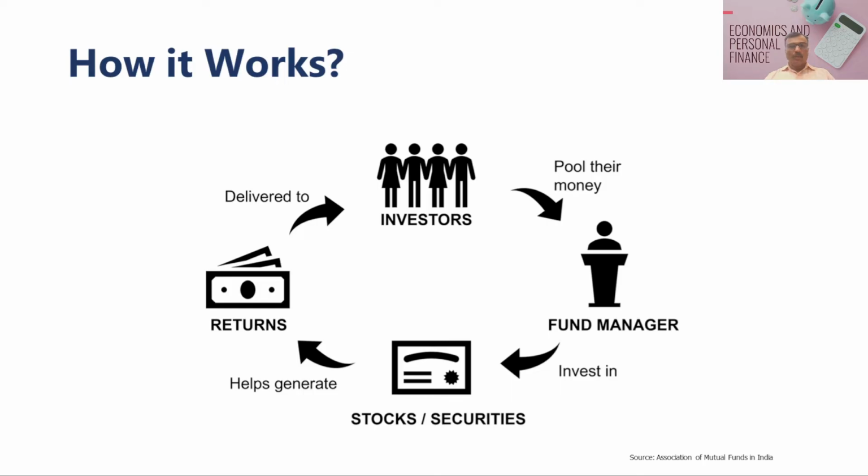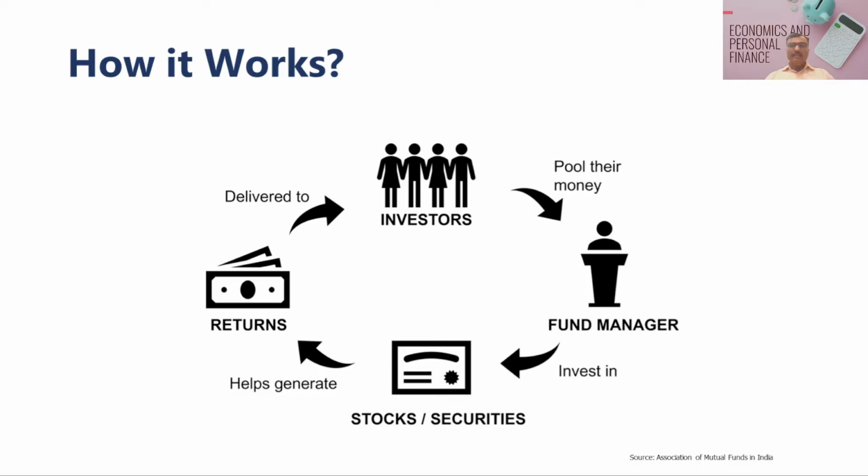Now let's take a closer look at how a mutual fund operates. As we discussed, a mutual fund collects money from a group of individuals, each contributing a certain amount. This pooled money forms a fund. The fund appoints a professional fund manager. This manager is responsible for making investment decisions on behalf of all investors in the fund. The fund manager takes the pooled money and invests it into various assets like stocks, bonds, and short-term securities. The goal is to create a well-balanced and diversified portfolio that has potential for growth.